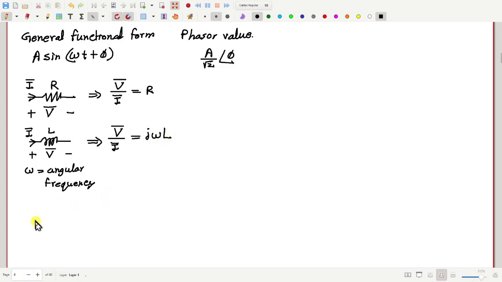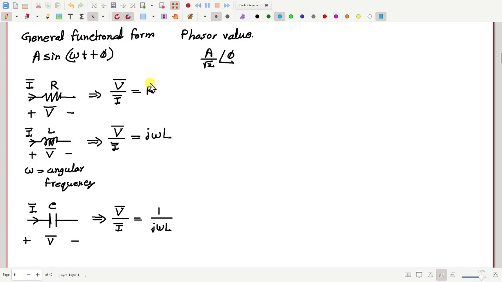Okay. Similarly, if we have a capacitor with capacitance C, Phasor value of the current is I bar and the voltage Phasor value is V bar, again omega is the angular frequency, then the ratio V bar by I bar is 1 over J omega C. So in all these cases we see that the voltage and current, their Phasor values are proportional to each other.